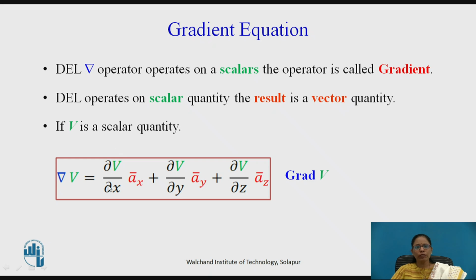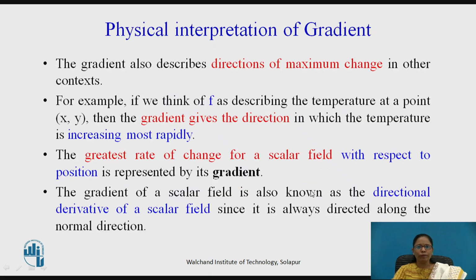As you can notice here, dou by dou x ax, dou by dou y ay, this part, which is shown in black and red, is the del operator. And v is just attached with each term because it's a scalar quantity. This is called as gradient of v. This is equation of gradient of v.